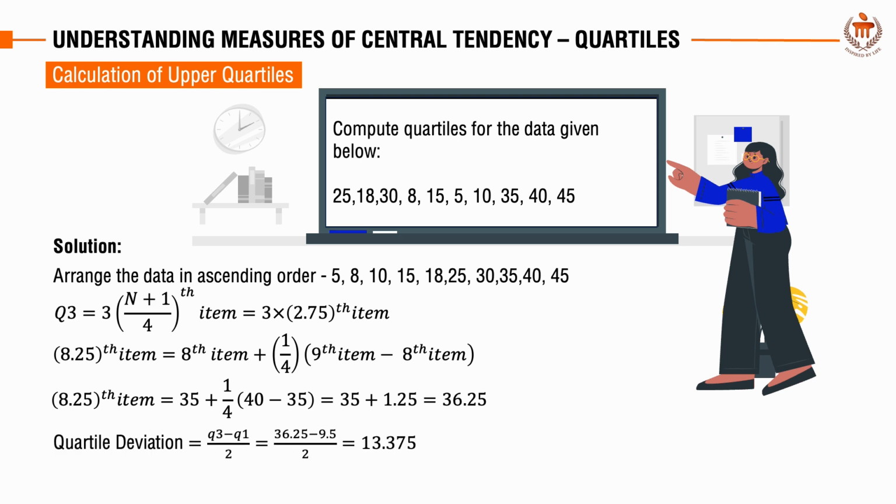So I got quartile 1, I got quartile 3. Based on the formula of quartile deviation, I can find Q3 minus Q1 by 2. Q3 is 36.25, Q1 is 9.5. And then if I apply that formula, I'll get the quartile deviation as 13.37.